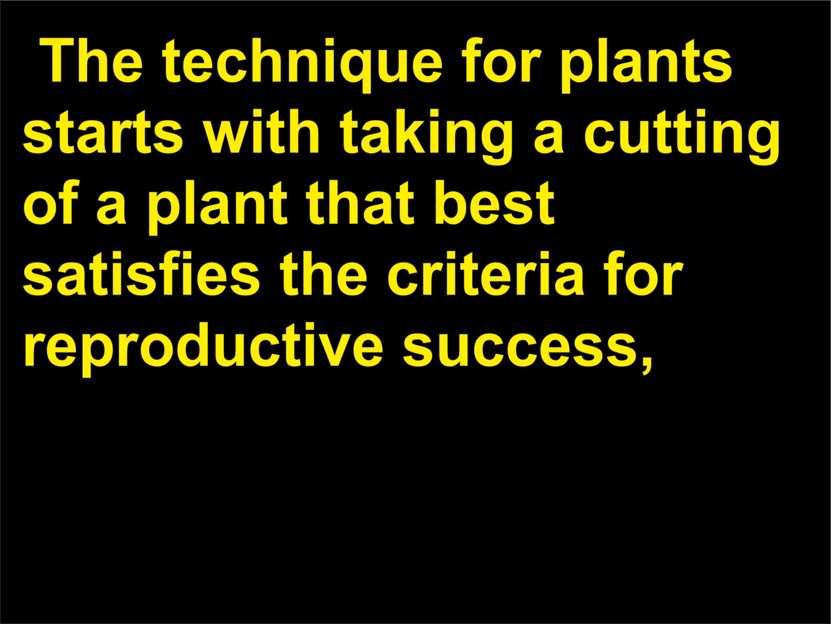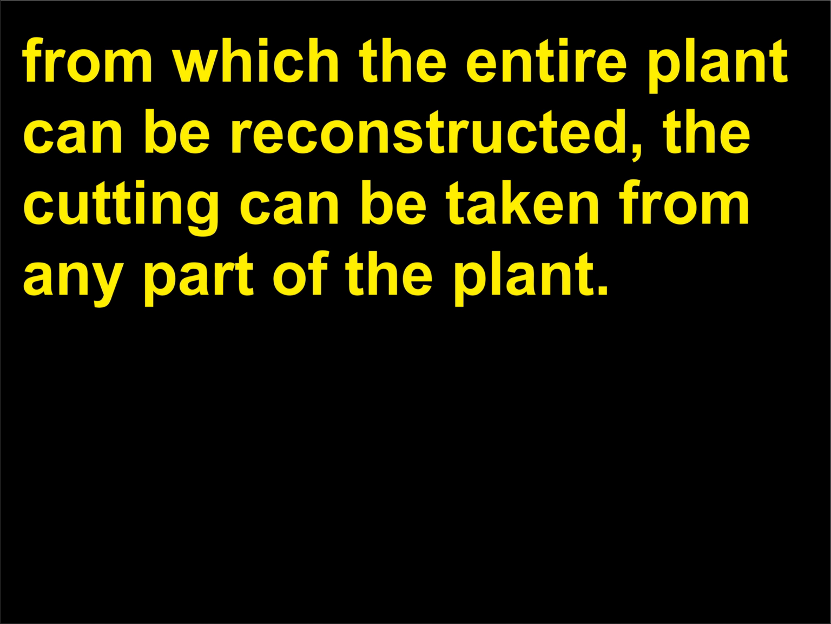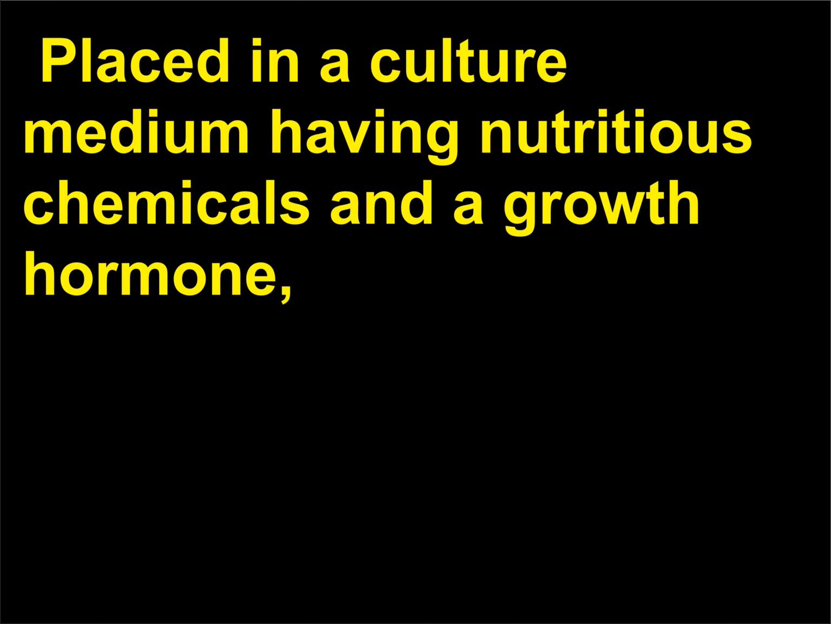The technique for plants starts with taking a cutting of a plant that best satisfies the criteria for reproductive success, beauty, or some other standard. Since all of the plant's cells contain the genetic information from which the entire plant can be reconstructed, the cutting can be taken from any part of the plant, placed in a culture medium having nutritious chemicals and a growth hormone.